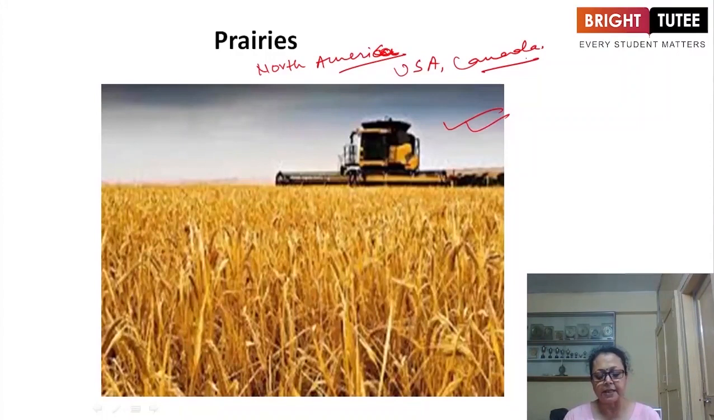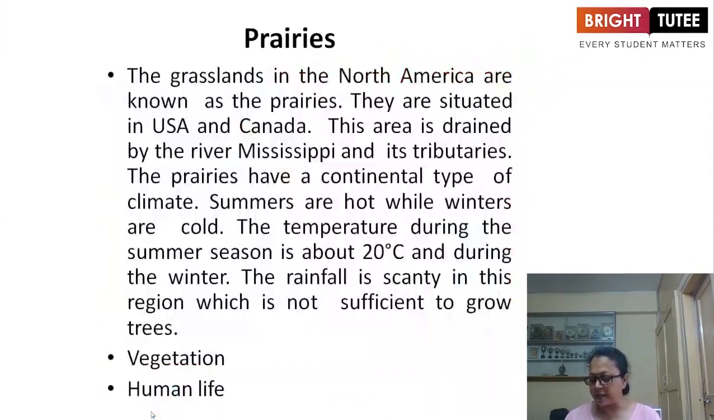This area is drained by the river Mississippi and its tributaries. Mississippi river is there and its tributaries are also there. The prairies have a continental type of climate, which means a mixture of climate. Summers are hot while winters are cold. The temperature during the summer season is about 20 degrees Celsius and during the winter it is minus 20 degrees Celsius.